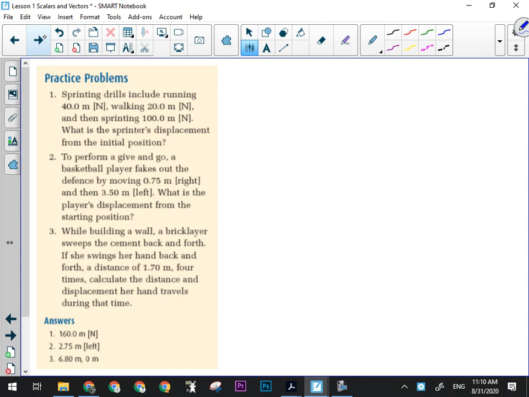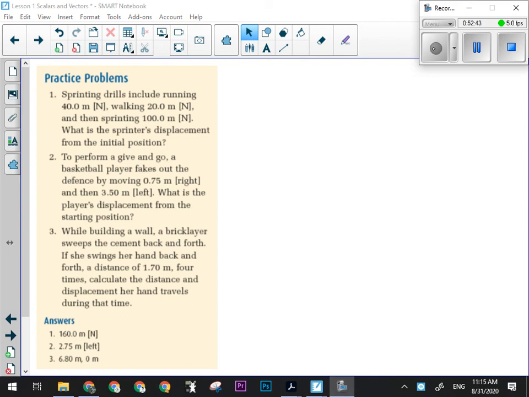All right, I want you guys to try those. The answers are on there, but I want you to give them a try. Sprinting drills include running 40 meters north, walking 20 meters north, then sprinting 100 meters north. I want you to calculate the sprinter's displacement from the initial position. I think you'll find that one quite easy. I think you'll find all three of them quite easy, in fact. So I'm going to give you a couple of minutes here, and then we'll go over the answers.